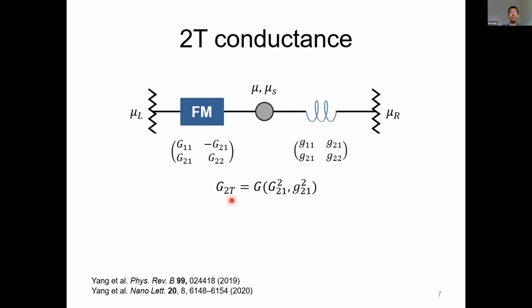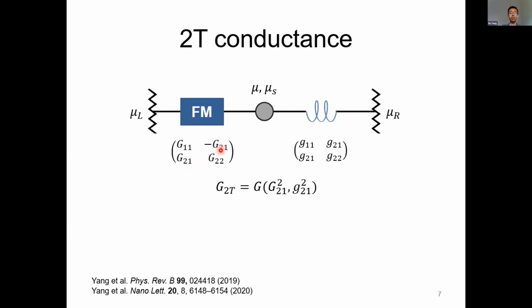And then what we get is the two terminal conductance that is indeed dependent on these off-diagonal terms of this matrix. Yeah, both this and this guy, and also these off-diagonal terms over here. However, it depends on these terms only to their square. So this is this term squared. So it doesn't depend on the sign of these off-diagonal terms.